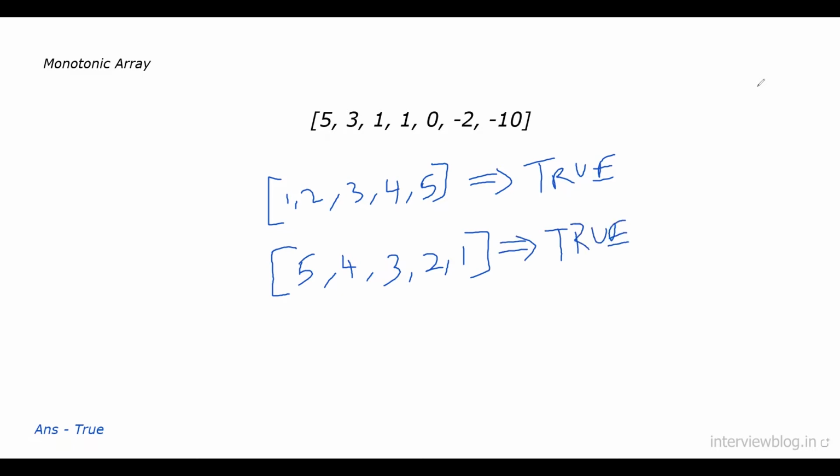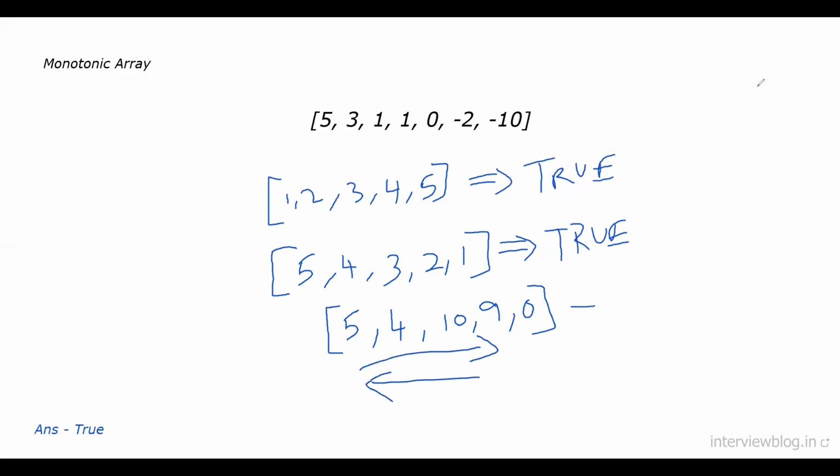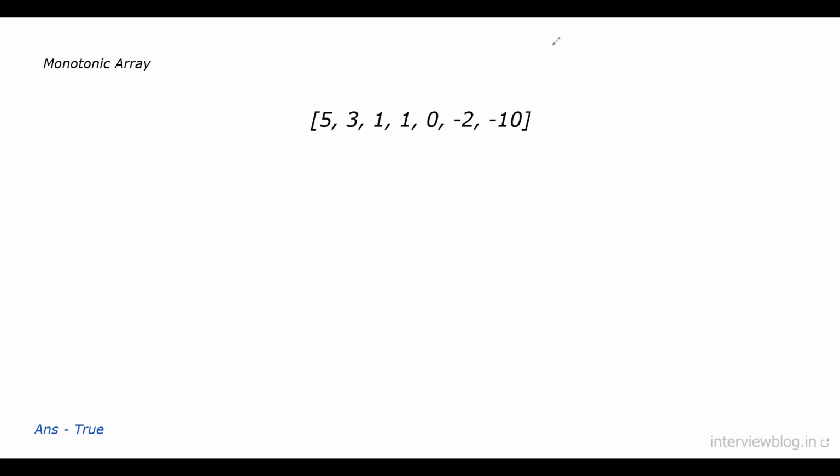Now let us consider an array which is neither decreasing nor increasing. So our array contains elements 5, 4, 10, 9, and 0. In this case, we can see that this array is neither increasing nor decreasing. So our function in this case should return false. So hope you understood the problem. Please note that the given input array can also contain duplicate elements.